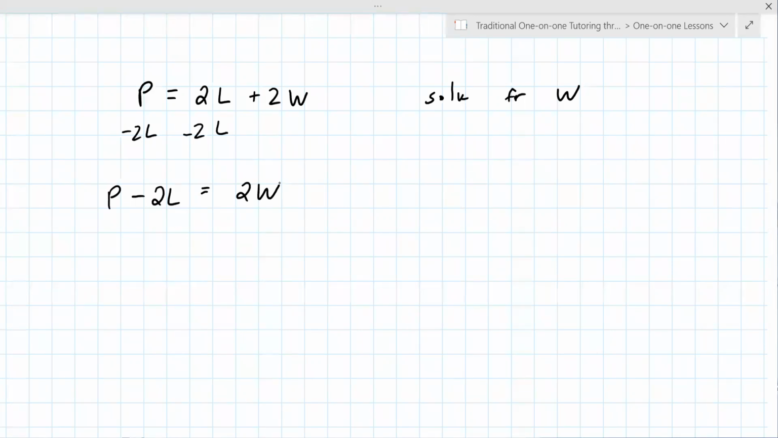And then what is the last thing to do here to solve for W? Would you divide by 2L? Just the 2, because the 2 is in front of W. Okay. I made this one a little more difficult than it needed to be, and we'll step back here and work on it a little easier. So your final answer, the 2s cancel, is P minus 2L, over 2.